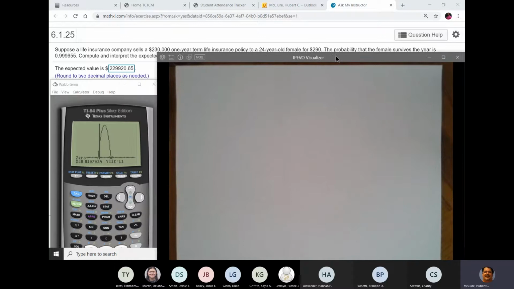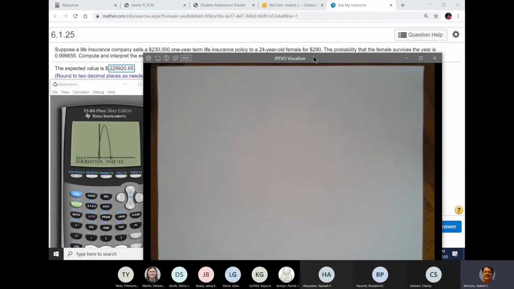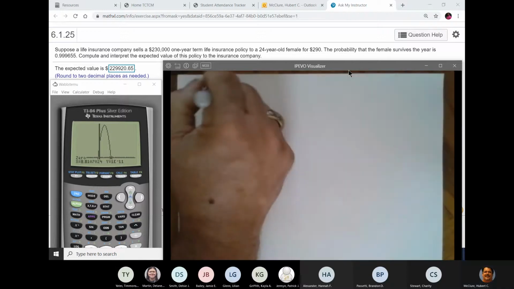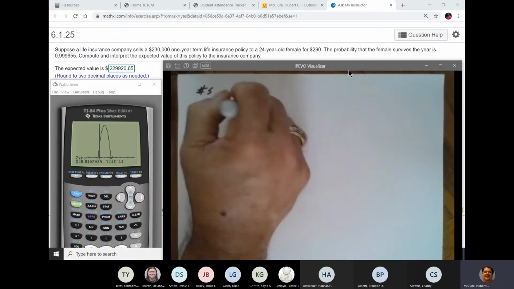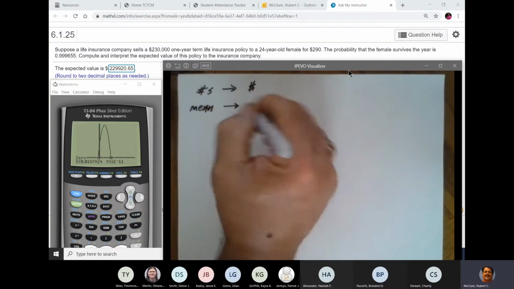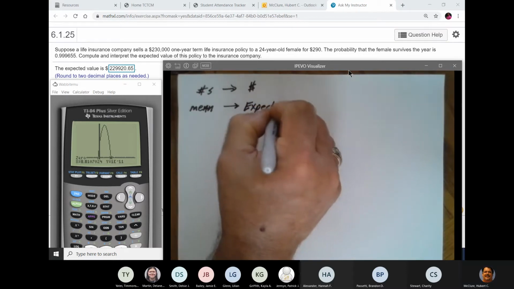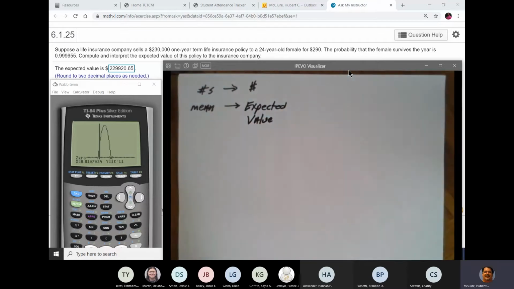Okay, remember, I told you this the other day, and I think I told you Monday and Wednesday, that the mean is also the expected value. When you're dealing with just numbers, it's called the mean. When you're dealing with money, in a business sense, it's called expected value. So that's the only difference.